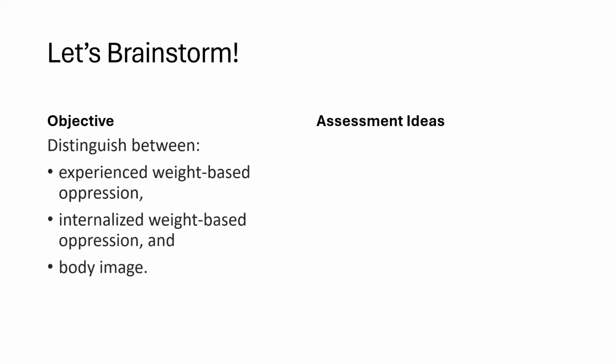All right, let's try one more. This is a course on weight-based oppression and stigma surrounding weight. It's from a student in a social work program. This is her PhD focus. And so her learning objective is to have students distinguish between these 3 concepts. So what might be an example of an assessment that would help a faculty member see whether or not students can distinguish between these 3 things?